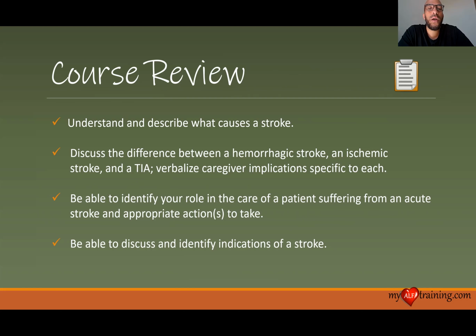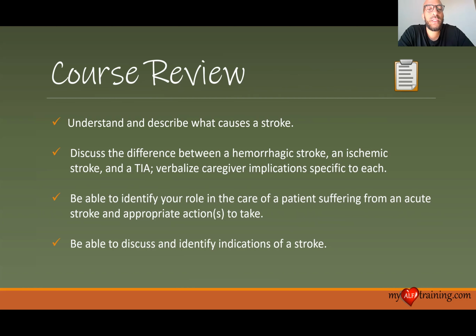And we know that the implications specific to each are generally the same, but when a patient has a hemorrhagic stroke, we really want to make sure that their blood pressure is lower because we know that a higher blood pressure indicates that the bleeding is more pronounced and it's bleeding faster because there's more pressure behind it. Our third objective, be able to identify your role in the care of the patient suffering. Our role is simple. We want to identify the patients who are at risk and reduce those risks, and we know the appropriate actions to take to help reduce those risks.